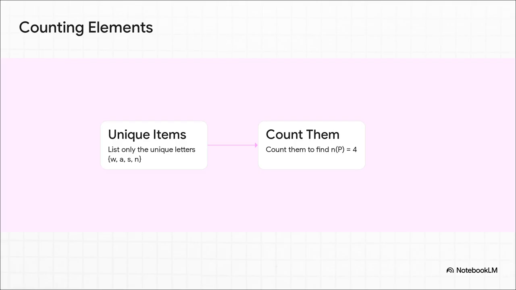watch out for this massive trap. Let's say we need to count the elements for the letters in the word wawasan. Step 1. You must always drop duplicate letters first. So, wawasan strips all the way down to just the unique letters, W, A, S, and N. Step 2. We simply count those unique items. So our total number of elements is 4. Just remember, never, ever count duplicates.